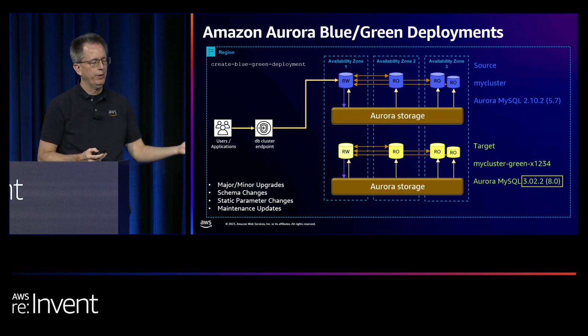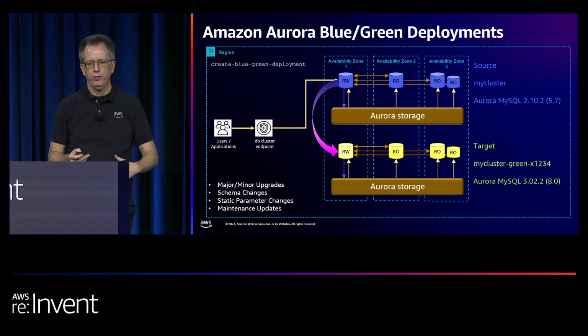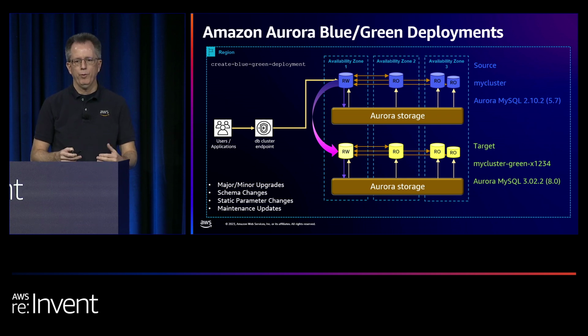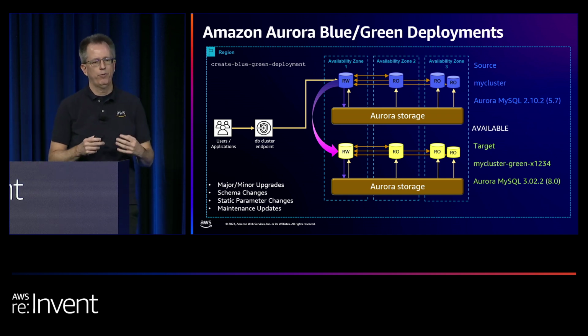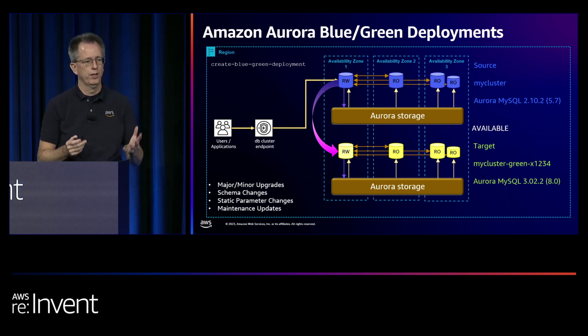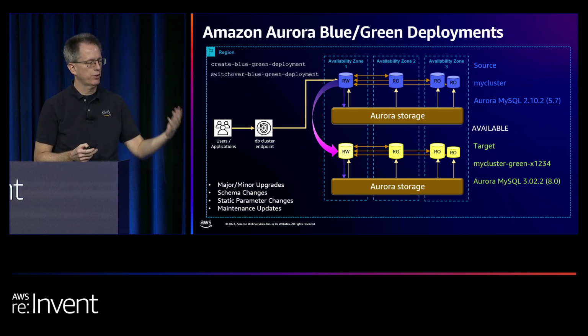Well, we start replicating from the 5.7 database to the 8.0 database, and we catch it up. And once the replication lag is down to a minimal amount, i.e. we know they're almost in sync, what we're going to do is make that available for switching. Once it's available, you can run the command to do the switchover. At that point, the workflow will essentially go to switchover in progress.